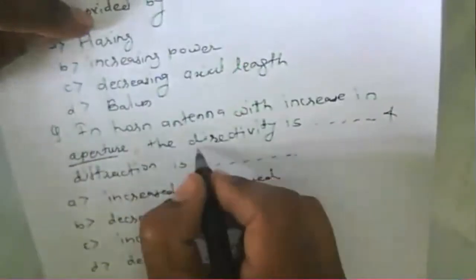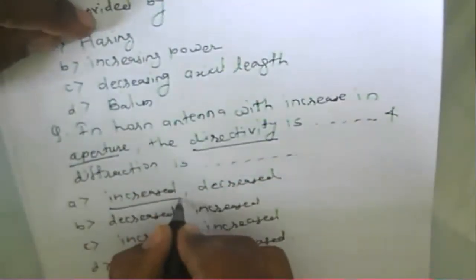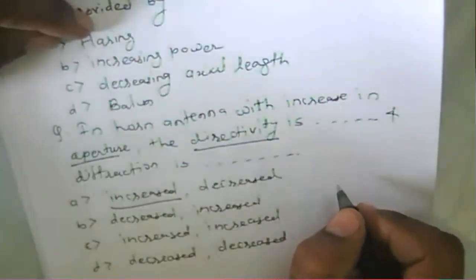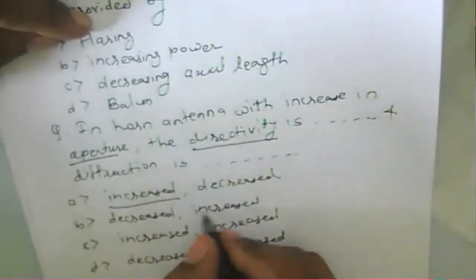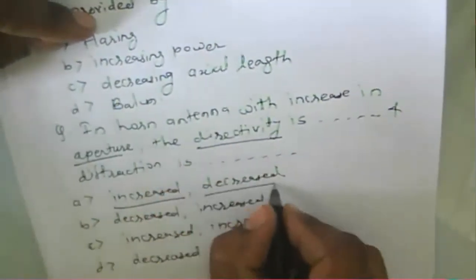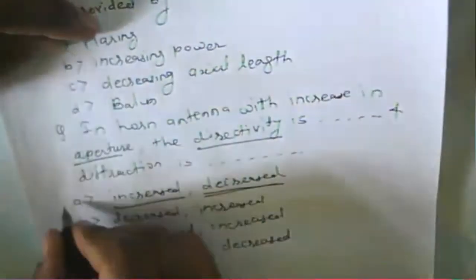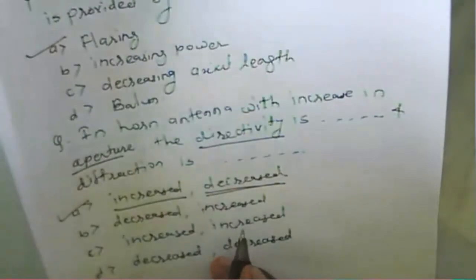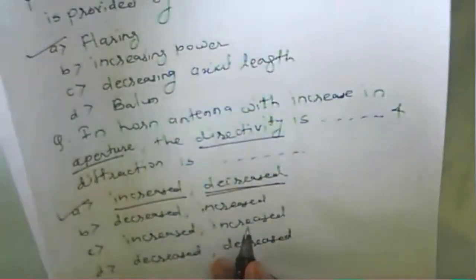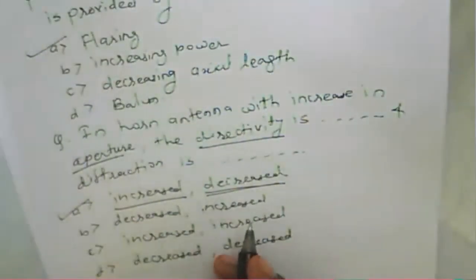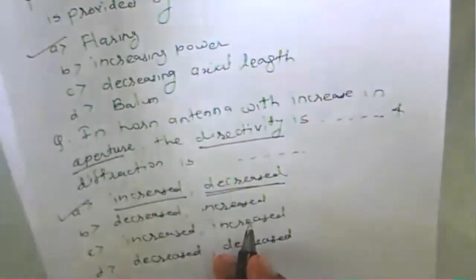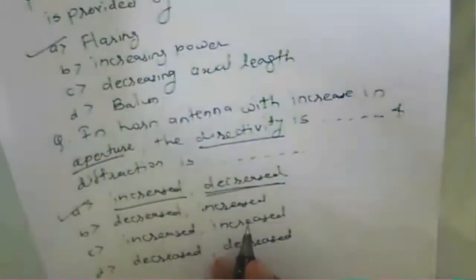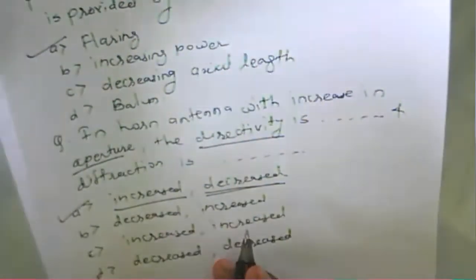Now the answer is B. In a horn antenna, with increase in the aperture size, the directivity increases. And what about the diffraction? Diffraction decreases. So the answer is correct. Because the directivity of the antenna increases, the diffraction decreases.